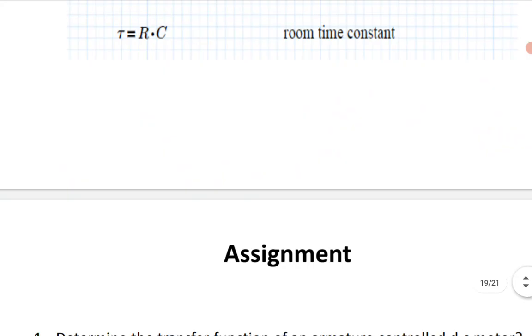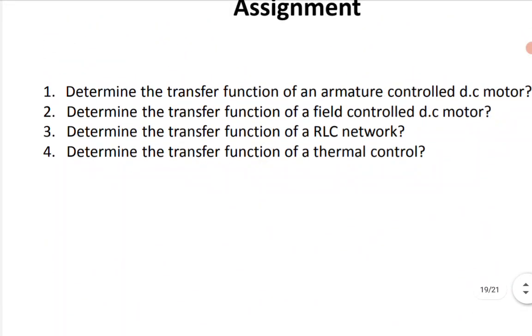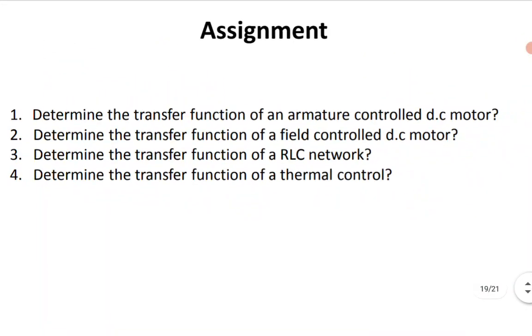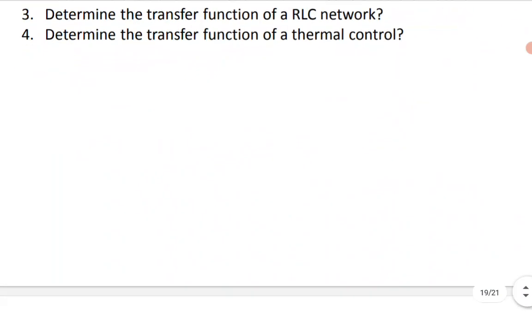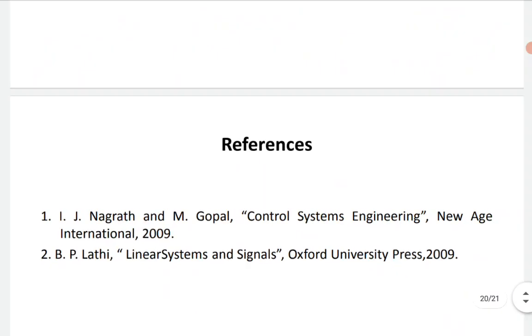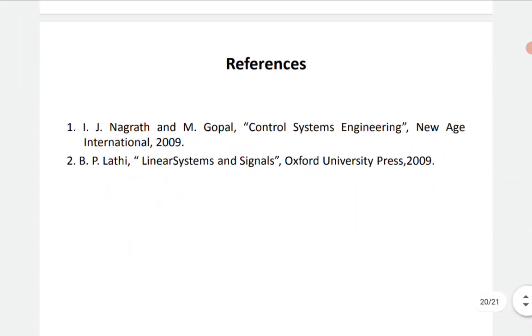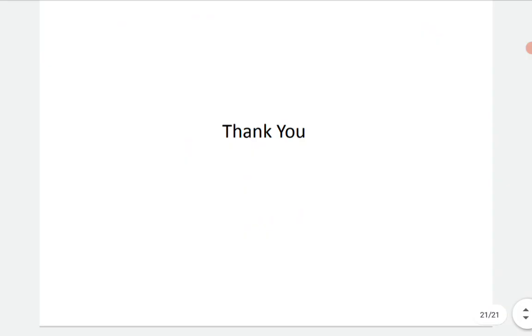Okay, now these are the respective assignments. Determine the transfer function of an armature control DC motor, determine the transfer function of a field control DC motor, determine the transfer function of an RLC network, determine the transfer function of a thermal control. These are the respective references. Already I told you people from the very first slide onwards, and that's all for today.